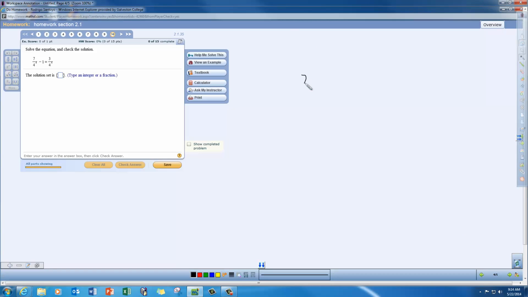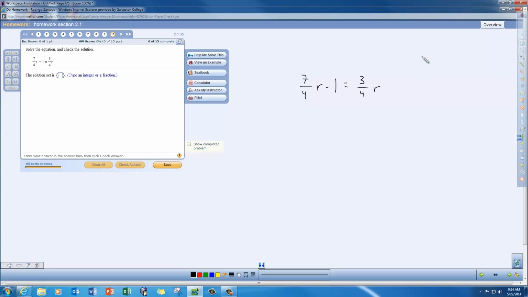Another problem here, pretty similar to the previous one. The only difference here is that our variable terms are fractions instead of whole numbers. Once again, our whole goal is to get the variable on one side. I got r on the left side, r on the right side. I just want it on one side.